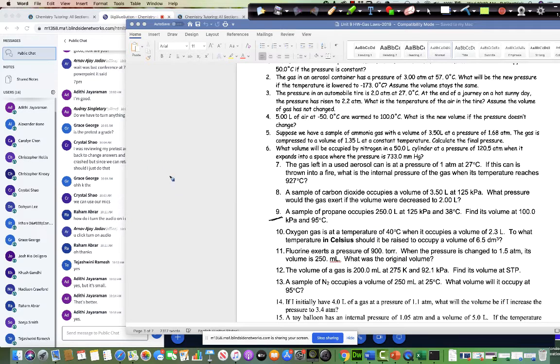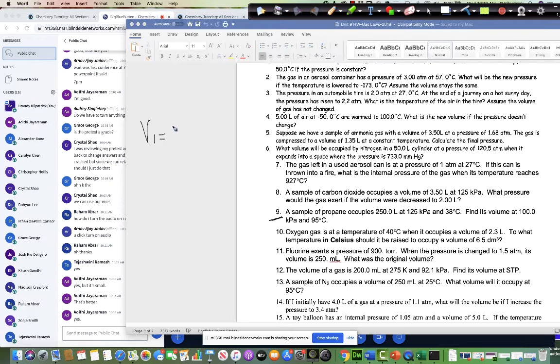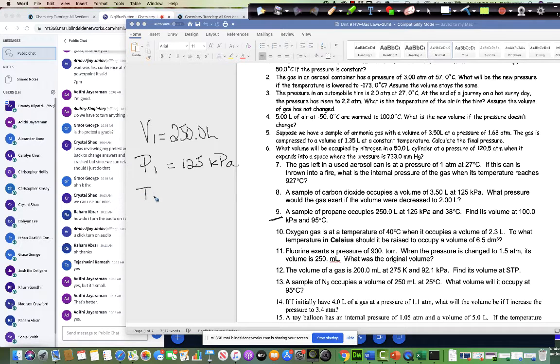So what we're going to do, we're going to pull out all the variables. We were given 250 liters first, so that's a volume. It's going to be my initial volume. I have that pressure at that volume, so it's going to be initial also, 125 kilopascals. And the initial temperature is going to be 38 degrees Celsius, but I can't have that in Celsius, so I'm going to add 273 to that. It's 311.